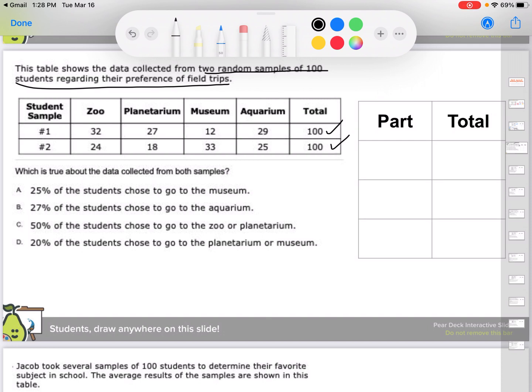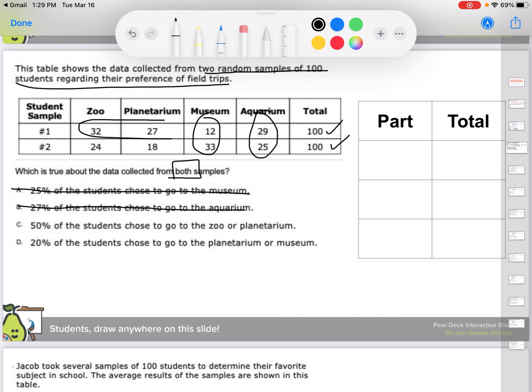Well, if I look at museum, those are 2 different numbers, so it can't be A. 27% chose to go, because we want what's true about both samples. That's why I'm looking at both. 27% chose the aquarium. Well, that's not the same. 50% of students chose to go to the zoo or the planetarium.